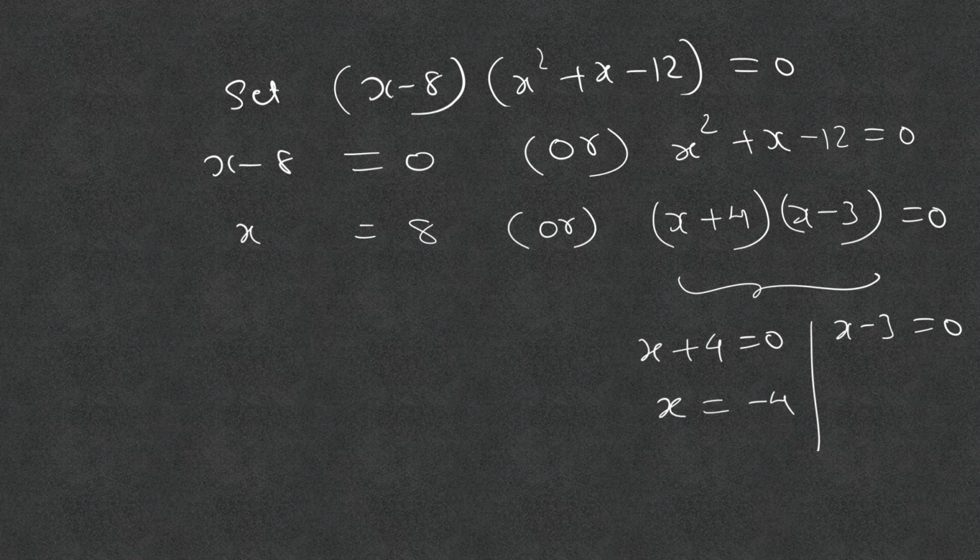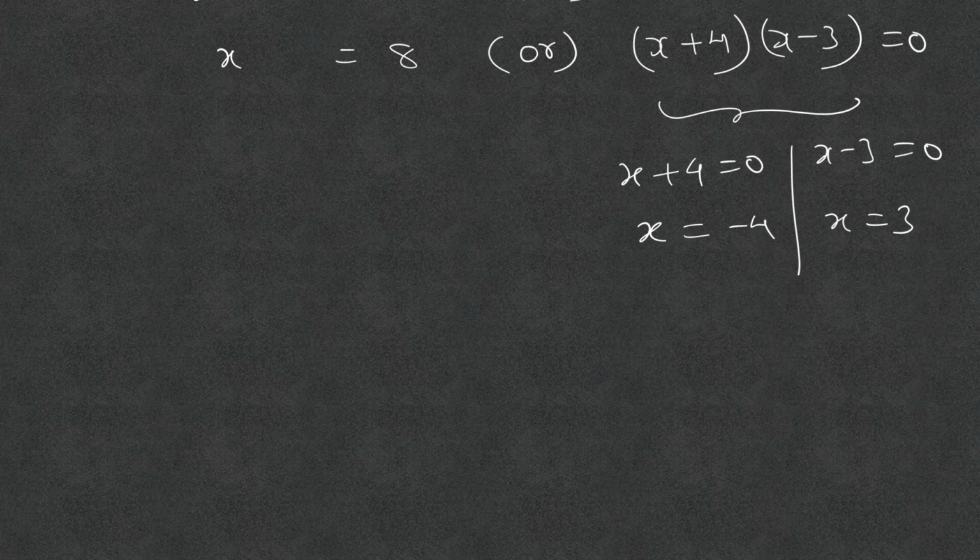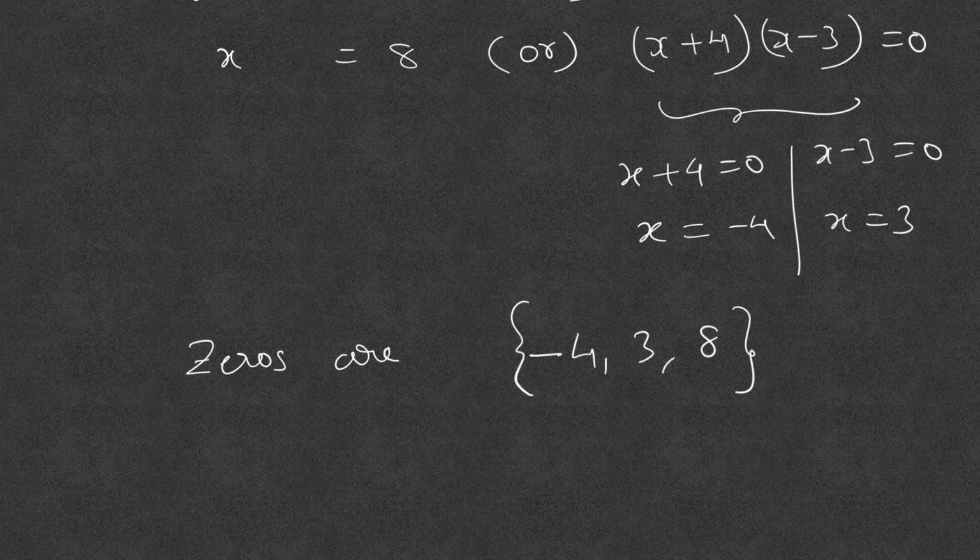And so x plus 4 times x minus 3 equals 0 implies x equals negative 4 or x equals 3. And therefore, the zeros of the given function are negative 4, 3, and 8.